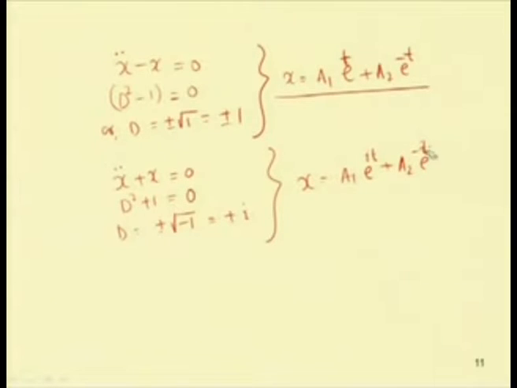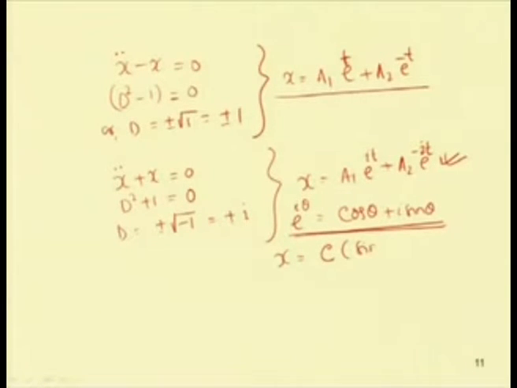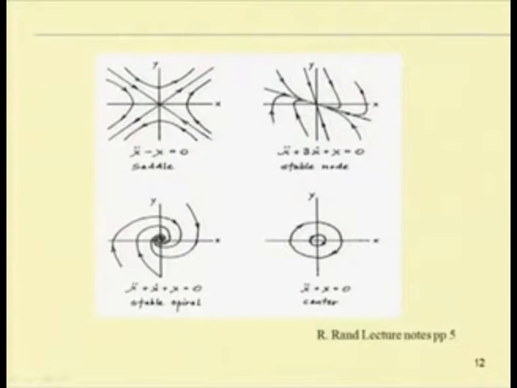As it is known that e to the power i theta equal to cos theta plus i sin theta, by substituting this, one can write this equation in this form: x will be equal to c sin(t plus phi), where this phi and c can be obtained from the initial condition. So one can have the center in this case. This will give a periodic response, whose phase portrait can look like this.